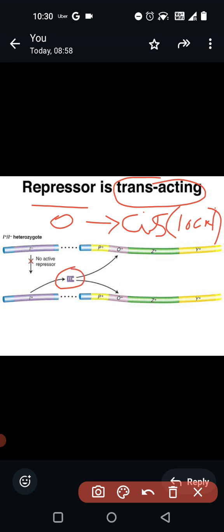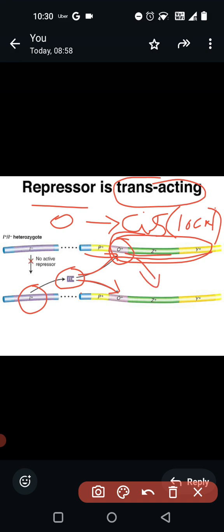You can see here the repressor is coded by the I positive gene and it is traveling across, affecting the expression of this gene as well as their own gene. But in case of the operator, it will always act locally. Operators are cis-acting elements. That means they are DNA sequences on the same chromosome that regulate the genes located near them. So they will regulate the same gene. They will not travel across here and here. But the repressor has the property of traveling and can affect another gene's expression also.